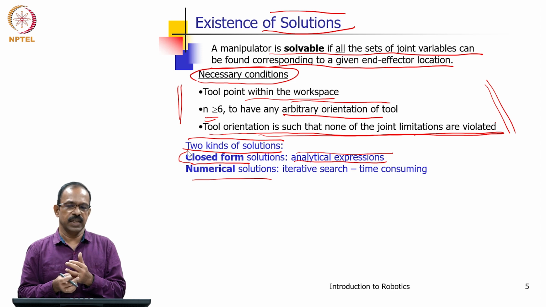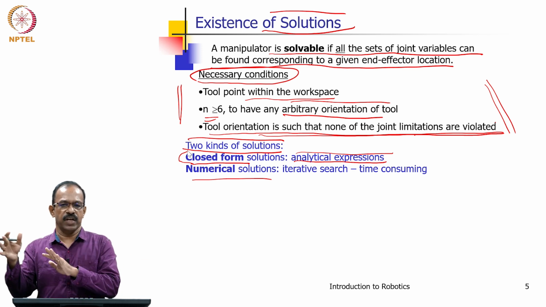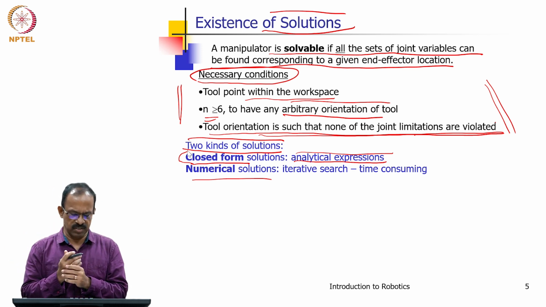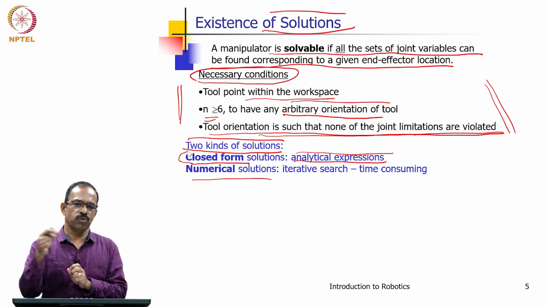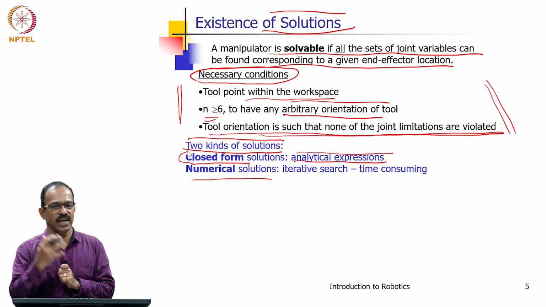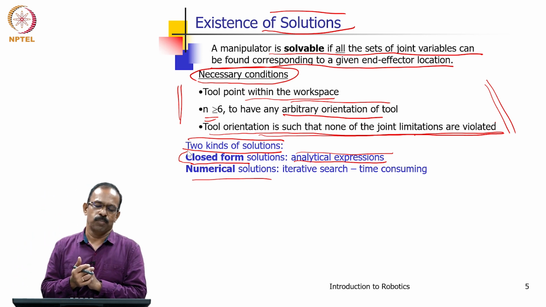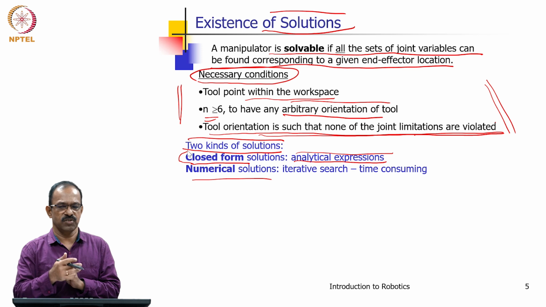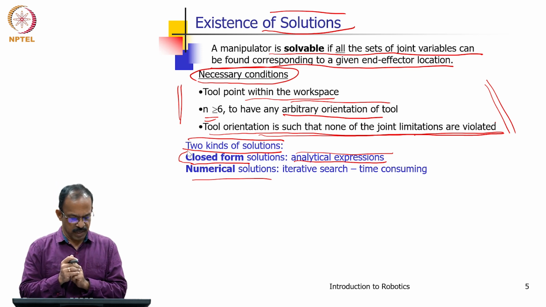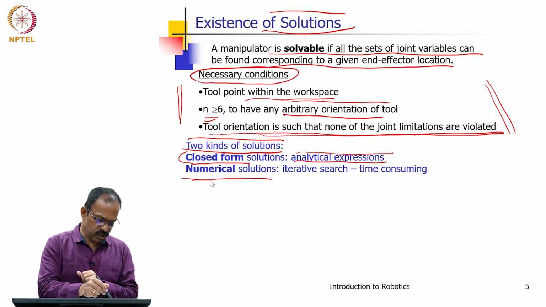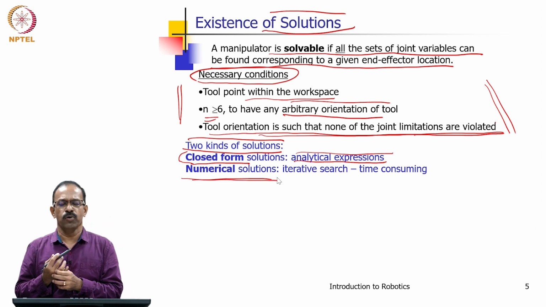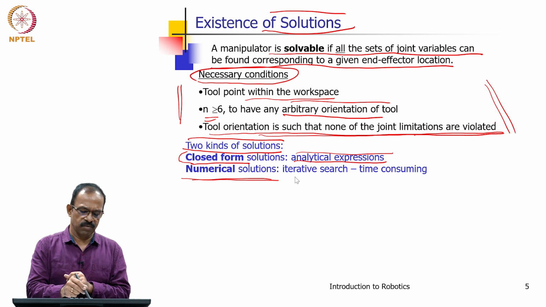So, analytical method can be either these equations, or you can have a geometrical method also. So, 2 methods are there, either you directly solve these algebraic equations or you go for a geometrical approach and then find out the possible joint angles which will provide the position and orientation. So, that is the closed form solution, and the other one is known as the numerical solution, where you do an iterative search and then find out the solution.